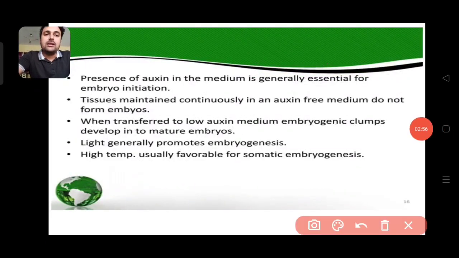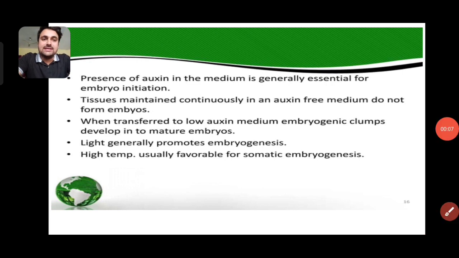Presence of auxin in the medium is generally essential for embryo initiation. Tissue maintained continuously in an auxin-free medium does not form embryos. So you can't use a continuous auxin medium in the culture media, because we only use auxin for initiation. When transferred to a low auxin medium, embryogenic clumps develop into mature embryos. Clumps, like a callus-like structure, will be formed. Light generally promotes embryogenesis, and high temperature is usually favorable for somatic embryogenesis.